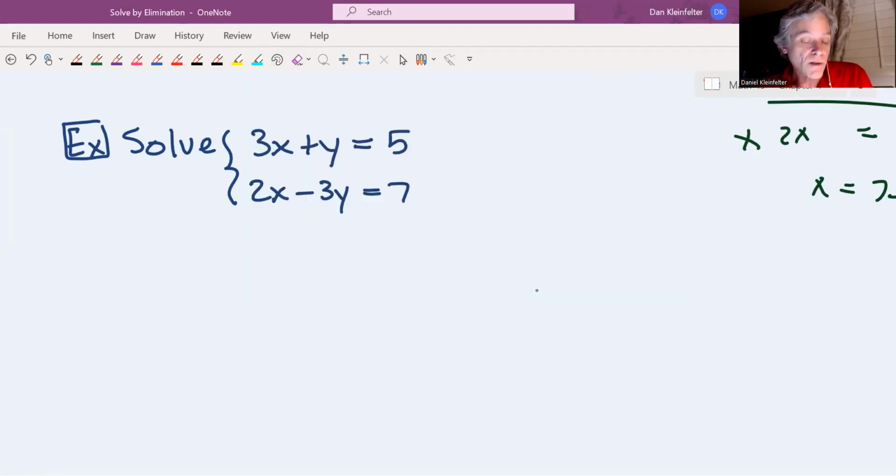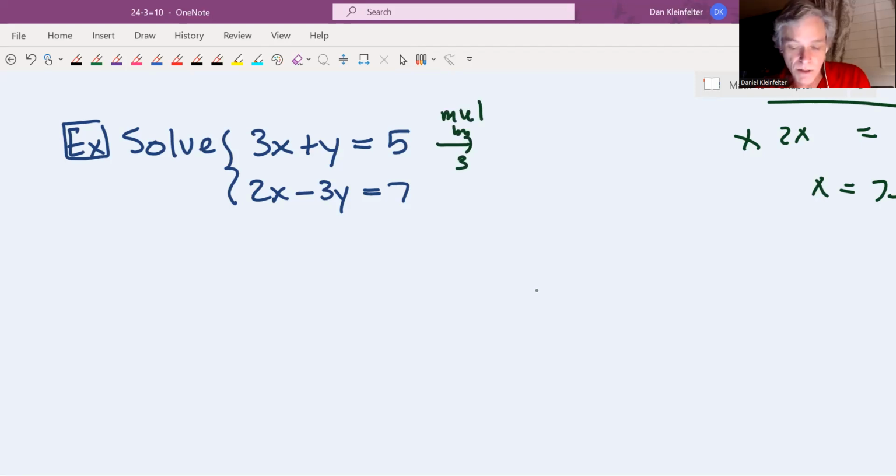Here, 2 and 3, we could multiply one or both of these actually so that they're 6 and negative 6, but it's actually going to be easier to multiply the first equation by 3. So let's do that, and you'll see how nice it works. We're going to multiply the first equation by 3.